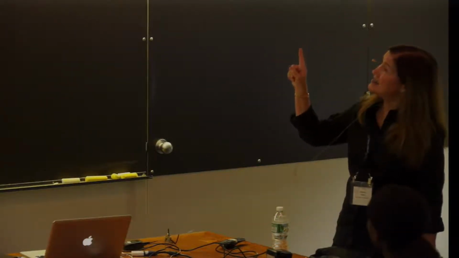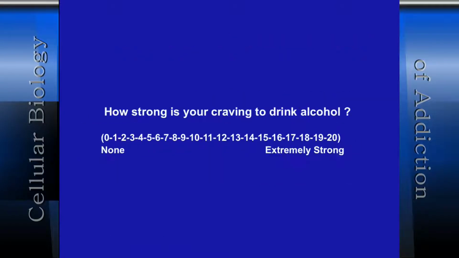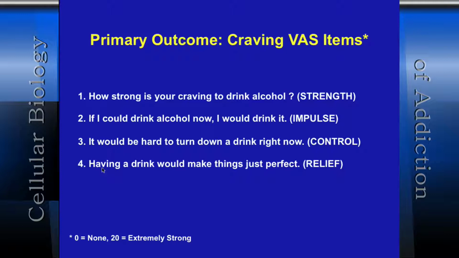Then they're asked one question. It comes up on the screen, and they just click. Each question is derived from a factor of craving. It's the most informative question from the alcohol craving questionnaire, which has 4 factors: the strength of craving, the impulse to use, the control over the impulse, and the relief you would get from drinking. And that's it, because like I said, we don't want to dilute the mood.